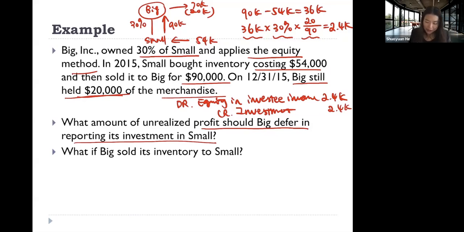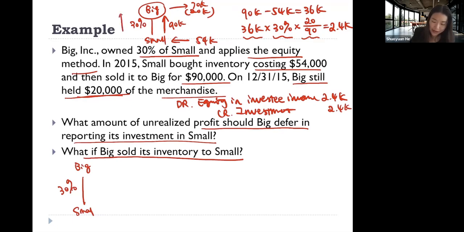And then we have another question here. What if it is Big that sold its inventory to Small? So let's look at this example. Big owns 30% of Small. And what if, in the previous example, it was an upstream sale? And now what if it's a downstream sale? Yeah, a downstream sale like this.